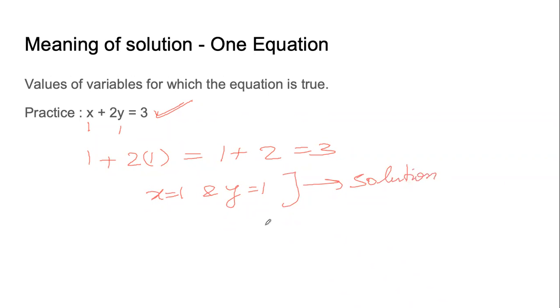So whenever you come across questions which say solve this linear equation, it means we have to find the value of the variables for which the equation is true. We can also write the solution as we write points in coordinate geometry. We can say x comma y equals 1 comma 1. If you want to write this way, you can write. Not necessary. Both are solution. What it means is here x is 1 and y is also 1.